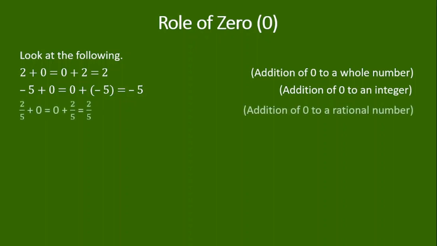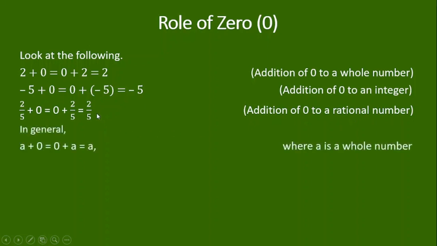Now let's see a rational number. So 2 upon 5 plus 0, what will it be? Again it will be equal to 2 upon 5. Similarly, 0 plus 2 upon 5 will also be equal to 2 upon 5. So addition of 0 to a rational number leads to the same rational number.